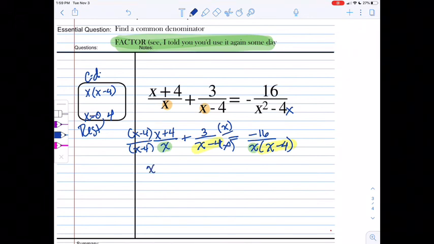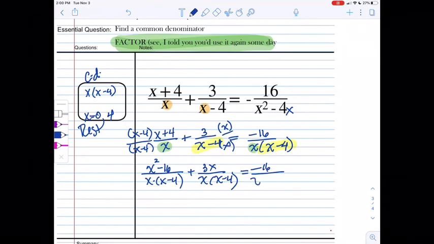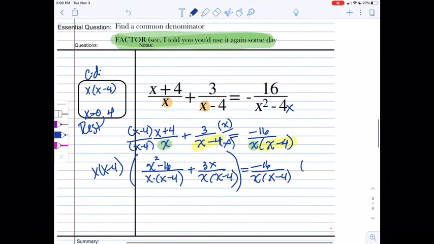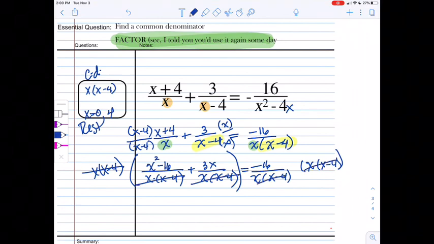Okay, so x minus 4 times x plus 4, I get x squared minus 16 over my common denominator. Okay, and then over here I have 3x over my common denominator. And I have equals -16 over common denominator. And then I'm going to do that algebra move where I multiply everything over here times my common denominator and everything over here times my common denominator, because then I know that this happens.